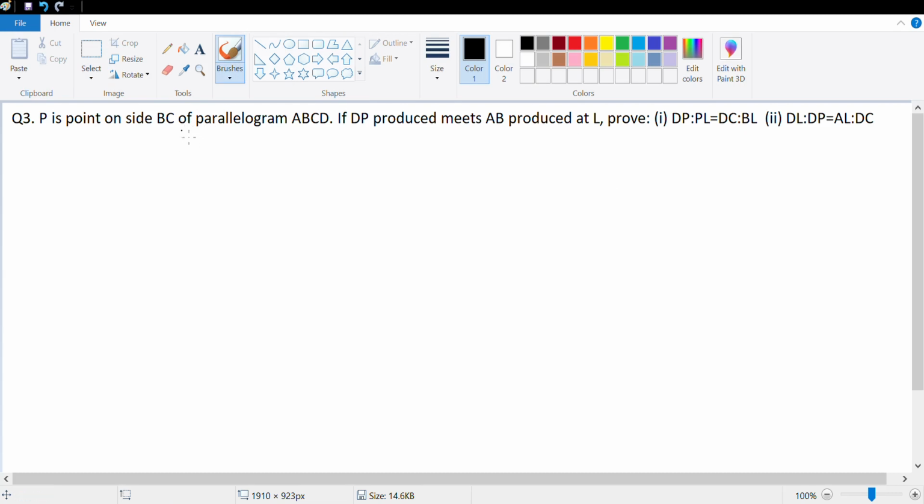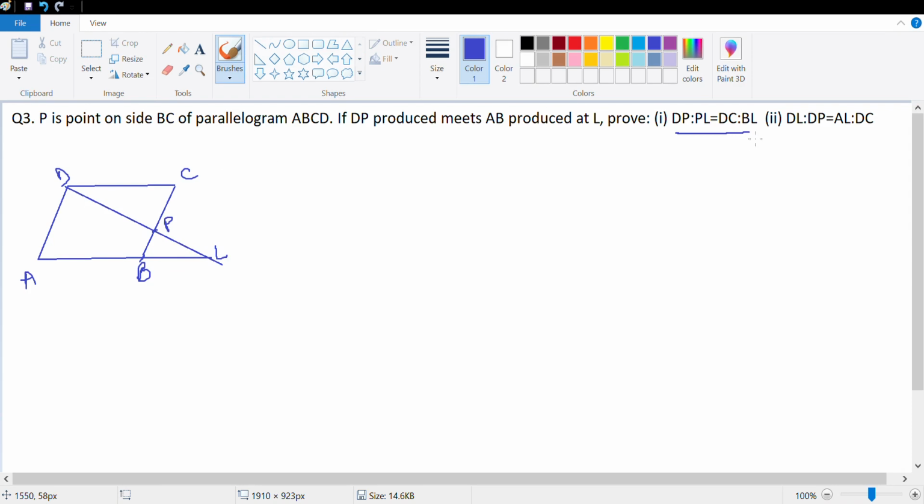So P is a point on side BC of a parallelogram ABCD. Let's draw a rough diagram of a parallelogram. Okay, so this is parallelogram ABCD. What they're saying is P is a point on side BC of parallelogram ABCD. If DP is produced, meaning AB produced at L, so if I am producing this and this as well, they meet at point L. This is point P. Perfect.